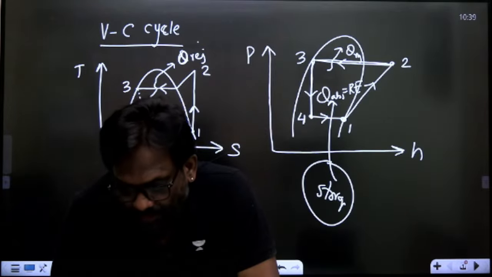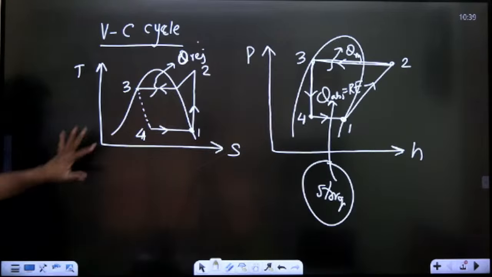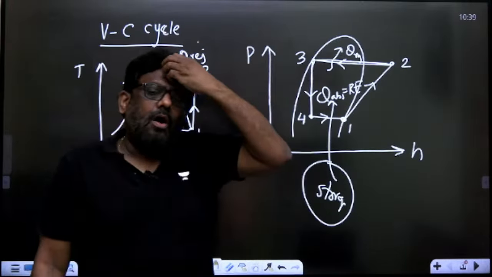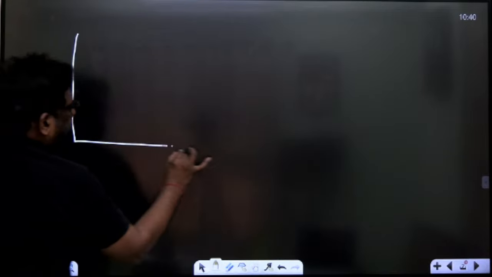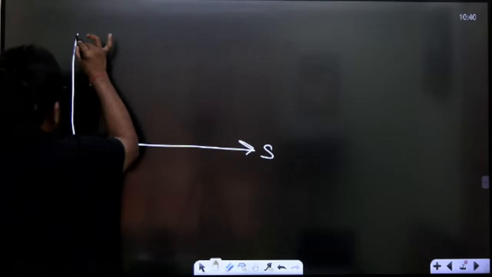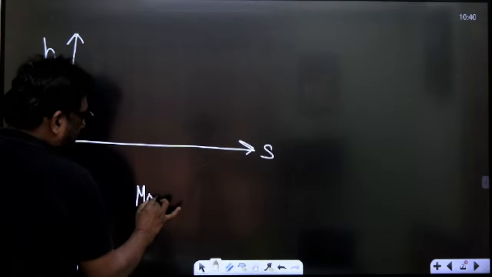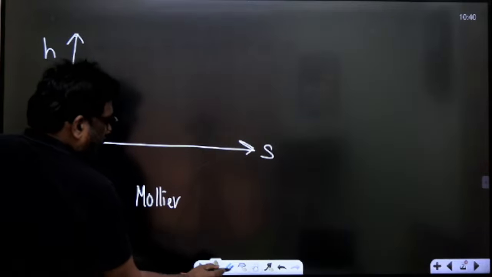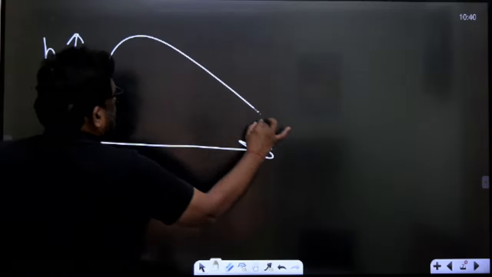Hope this is clear. Now the same thing I'll show on HS diagram. This is nothing but standard or simple VC cycle or saturated VC cycle. Let me show the same thing on HS diagram. एक बार देखते हैं सर. I'm sorry. This is my HS diagram. अब देखो, which we also call it as Mollier diagram. Mollier diagram is a HS diagram. चलो, it will be something like this. इधर देखो.